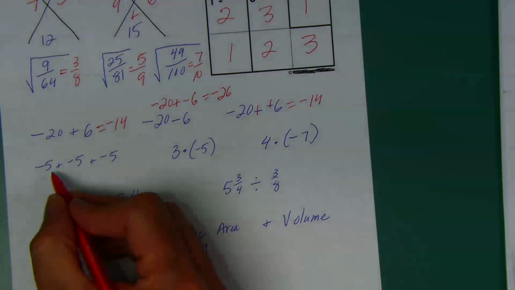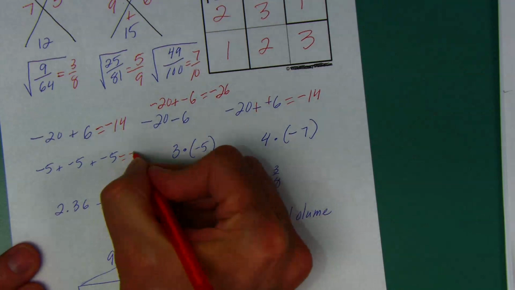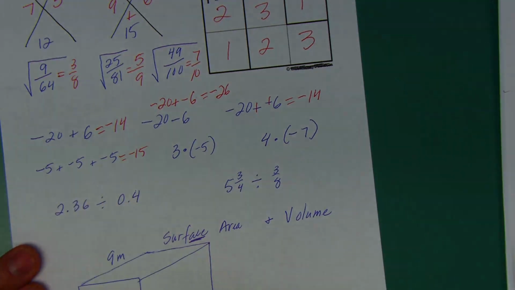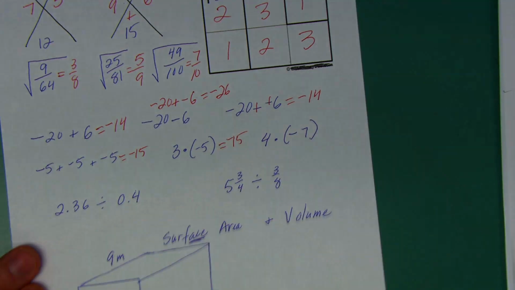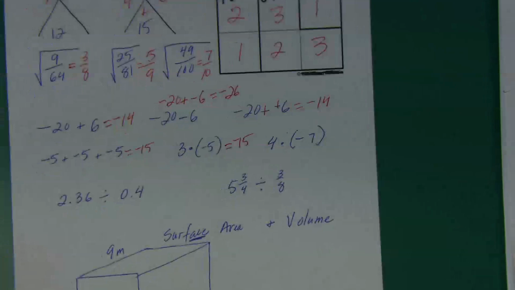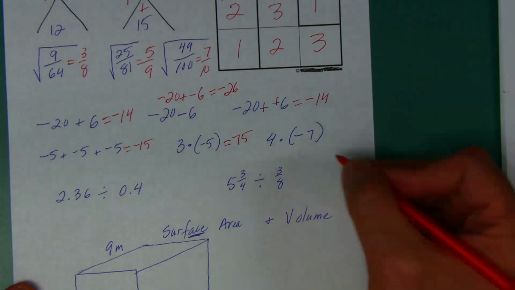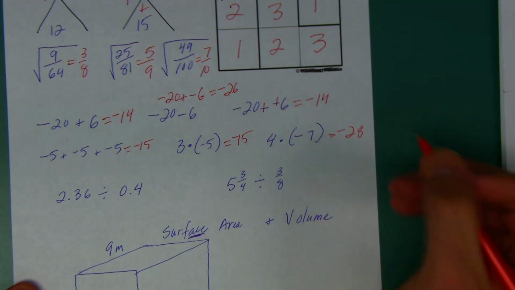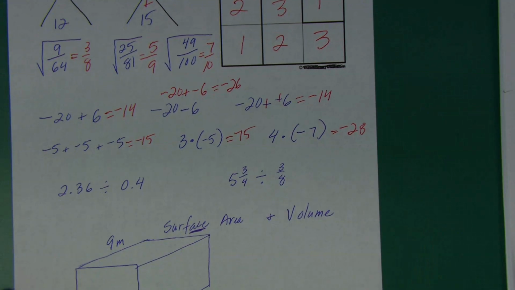All right. I owe 5 plus I owe 5 more plus I owe 5 more. Total, I owe 15. And isn't it the same as 3 times negative 5? It is. 3 times negative 5 is negative 15. How about 4 times negative 7? Well, negative 7 plus negative 7 plus negative 7 plus negative 7, that's a total of negative 28. Kind of cool, huh? We're getting ready to start multiplying these.